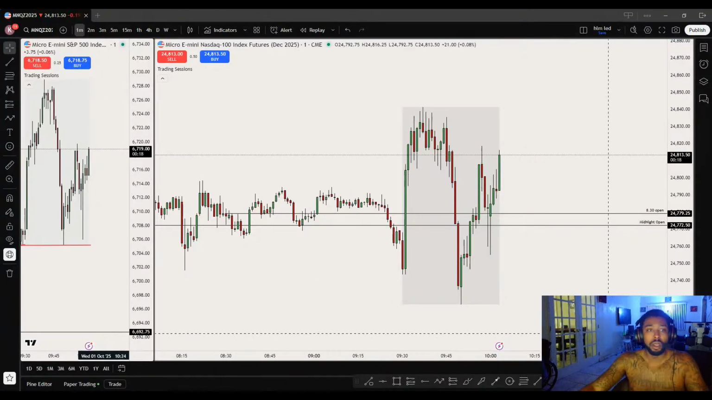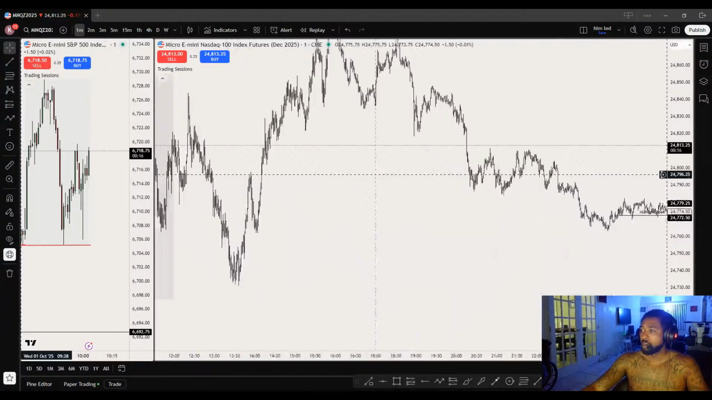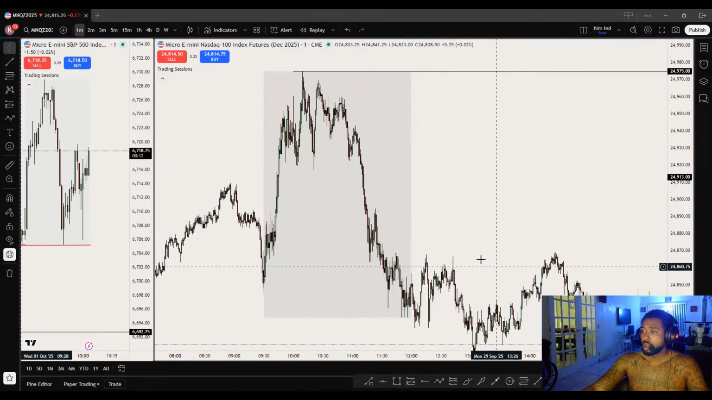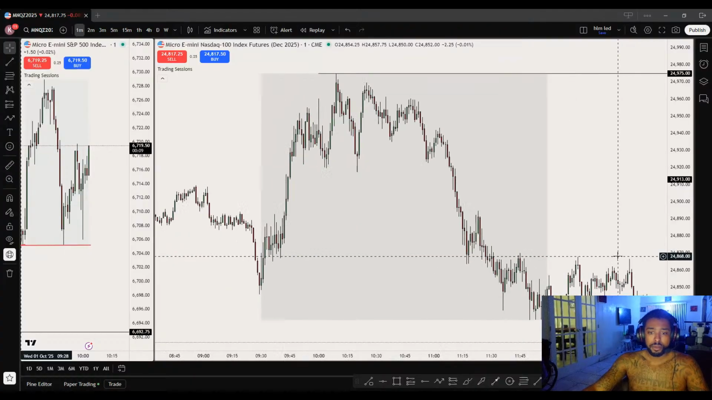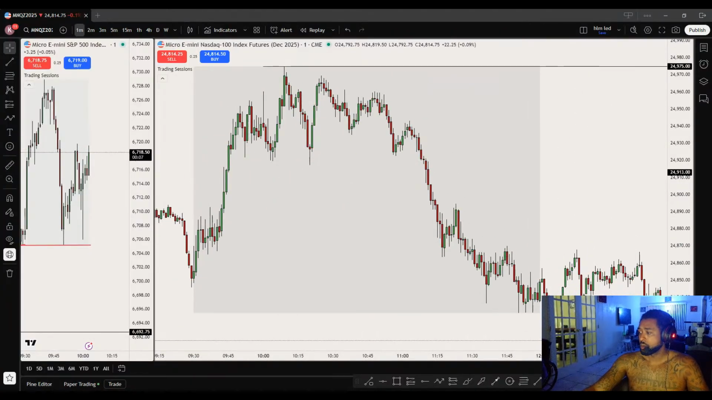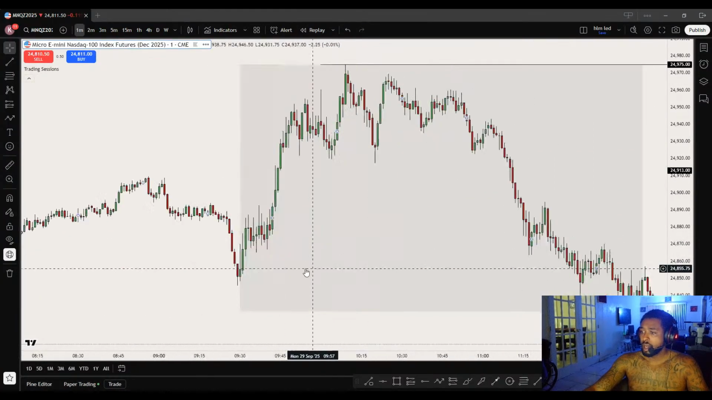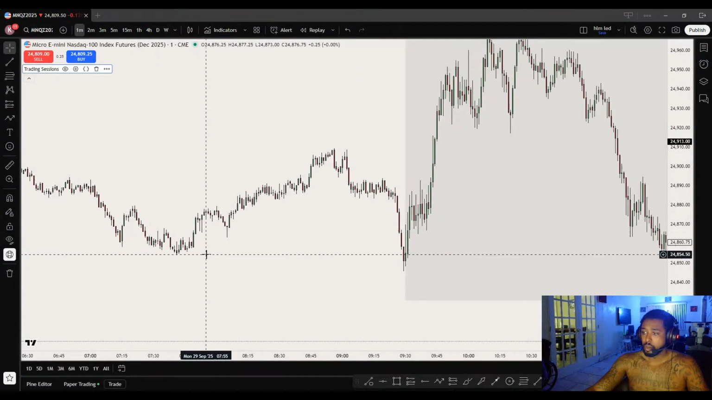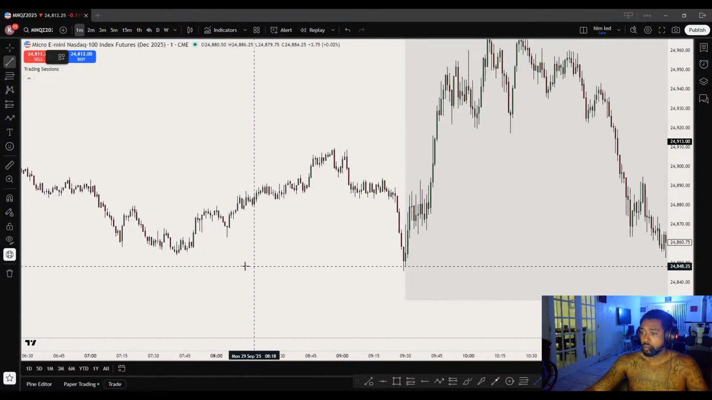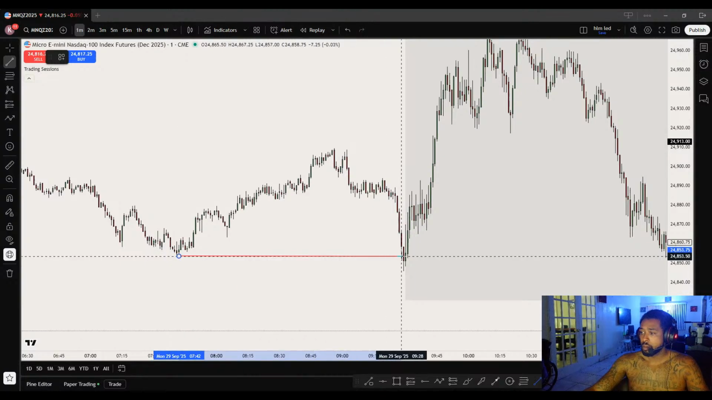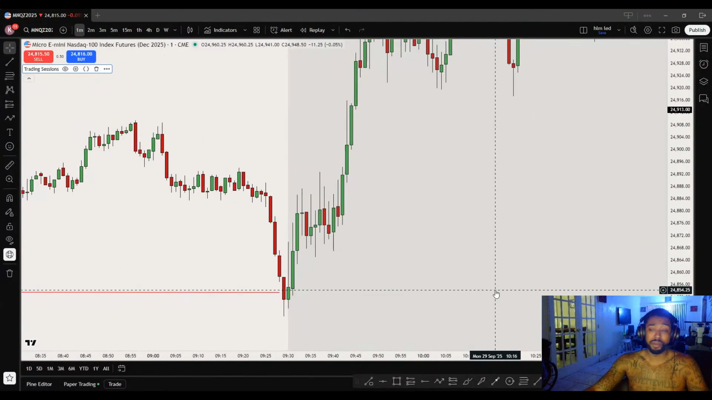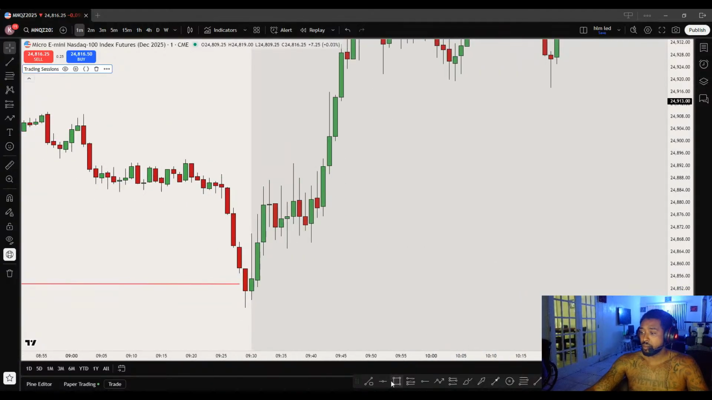Monday, Tuesday. Let me go look at Monday's price. I think Monday we got some decent price action. Monday we got nice price action. Look at this Monday. We got the sweep. This day was lovely. You got the sweep. You got the inverse fair value gap right here.